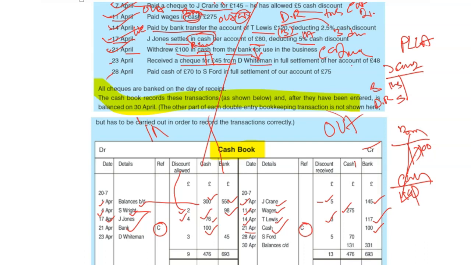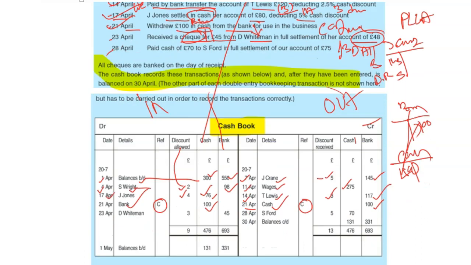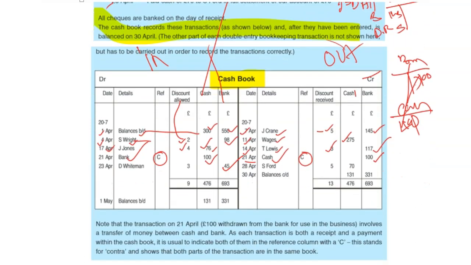Next one, received a check 45 from D. Whiteman in full settlement of 48. So D. Whiteman was supposed to pay us 48, but he paid us 45. That means we allowed £3 discount, right? And it is a check, money into the bank, debit side 45. That's it. And discount column £3.